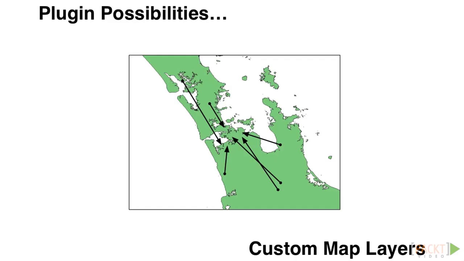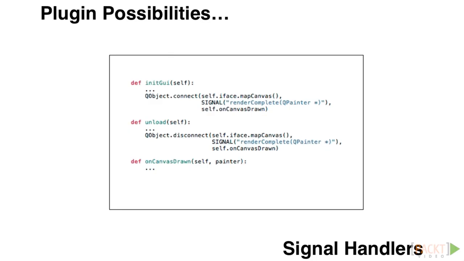We can create our own custom map layer by subclassing QgsPluginLayer. This lets you draw directly onto the map canvas as a separate map layer. You can intercept standard QGIS events using signal handlers.